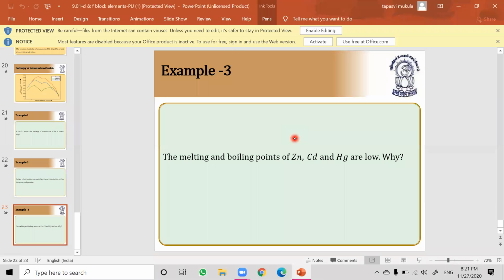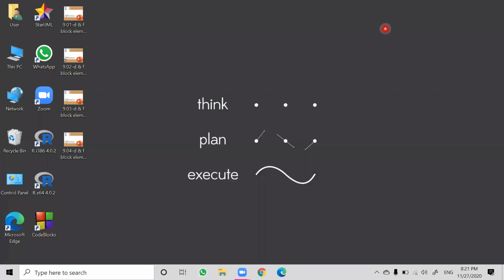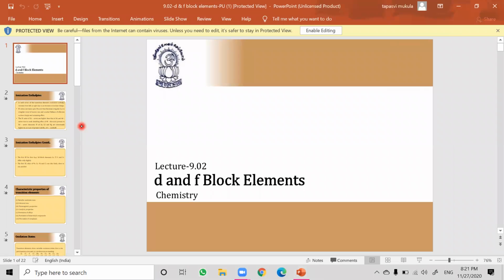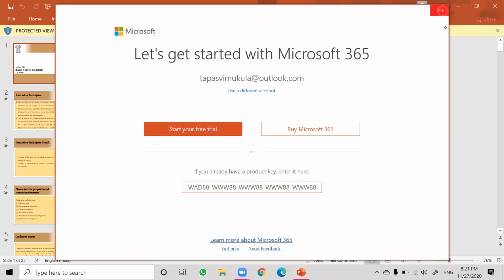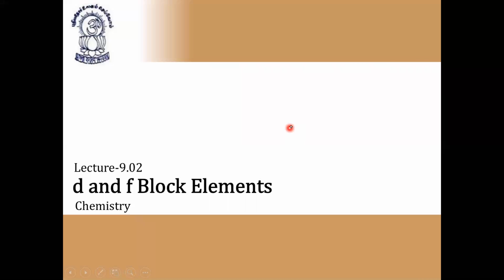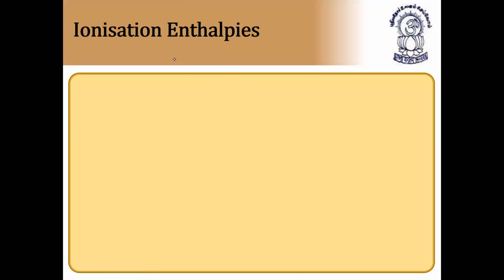So next, we'll continue with the topic. More about general trends we are going to discuss now. After that, we'll do questions based on general properties. Next, we have the next general property.